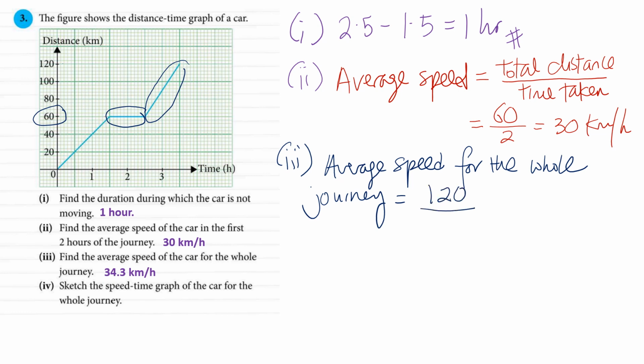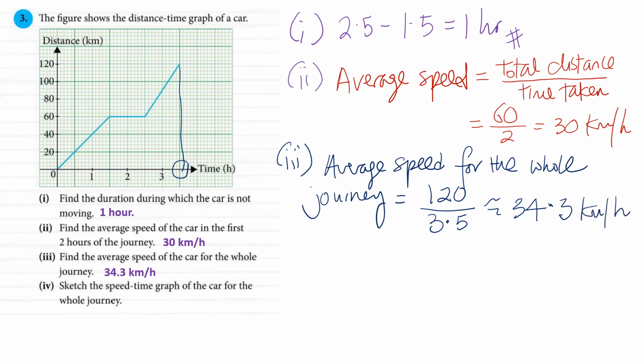So divide by the total time. The whole journey actually takes 3.5 hours. If you were to draw a vertical line, you can see it will touch here at 3.5 hours. Then you can just easily use a calculator to evaluate the answer, and that is 34.2857. Expressed to three significant figures, that will be 34.3 kilometers per hour.